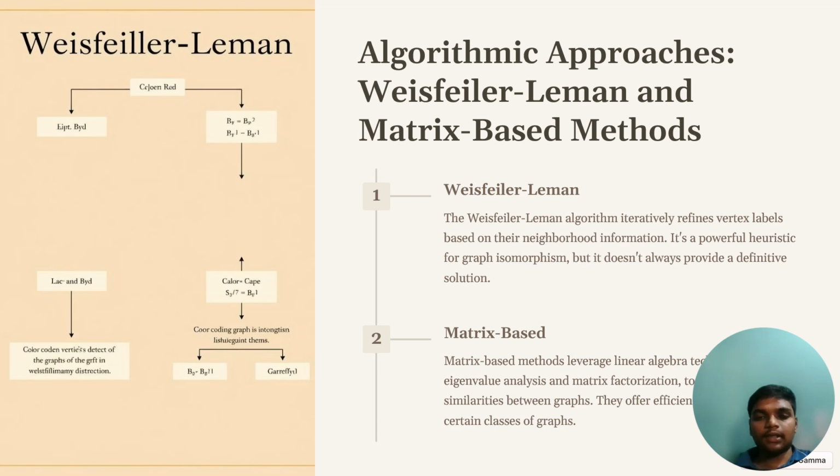Chemical graph theory. In chemistry, molecules are often represented as graphs, where atoms are vertices and bonds are edges. Graph isomorphism can determine whether two chemical compounds are identical in structure. Network analysis. In computer networks or social networks, detecting isomorphic subgraphs can help identify similar configurations or patterns at large scale.